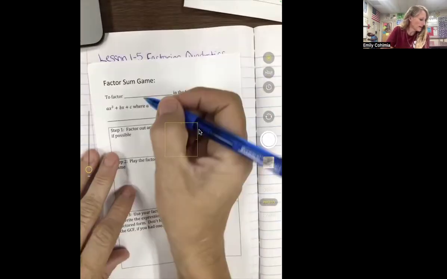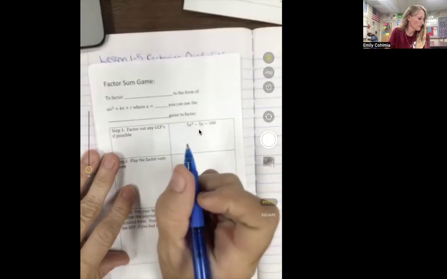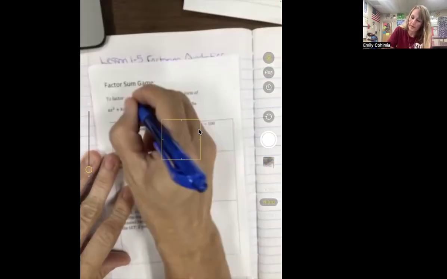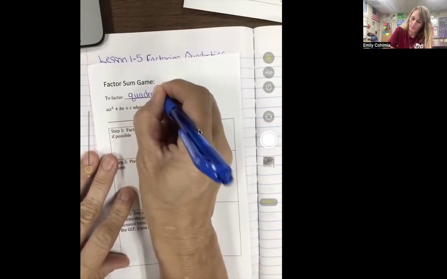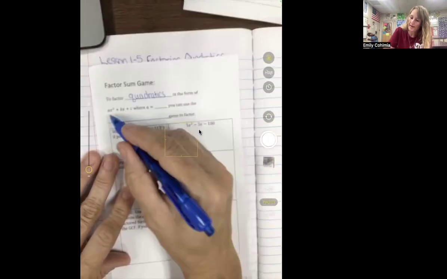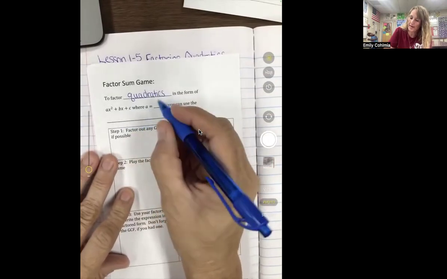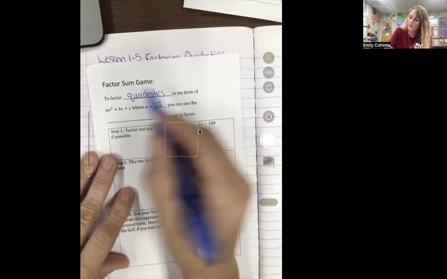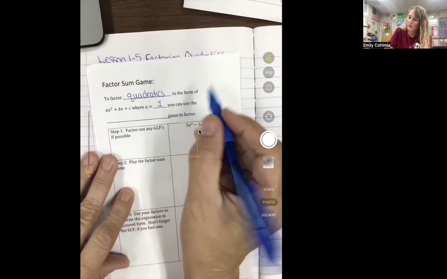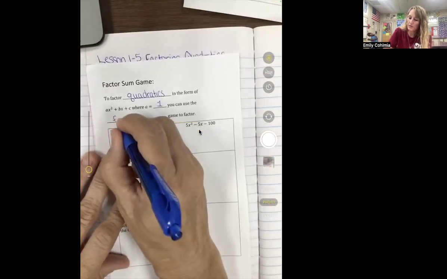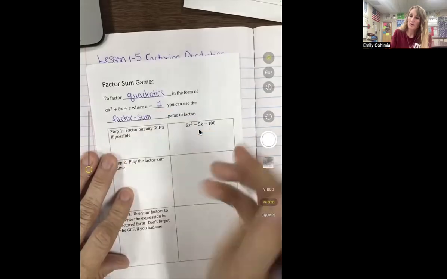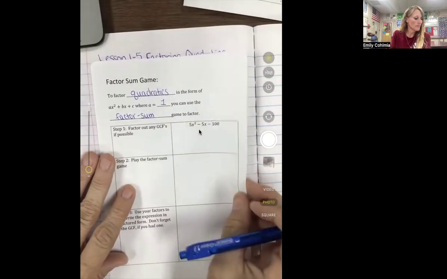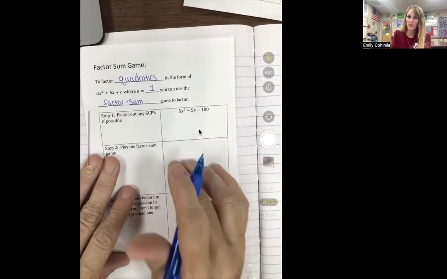So to factor quadratics in the form of ax squared plus bx plus c, where a equals 1, so this is when there really isn't an a at all, you can use the factor sum game to factor. Okay, so I have step-by-step instructions here.